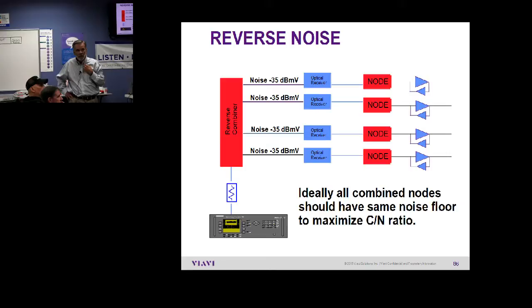So you can see the more nodes you combine at the input to that, the more noise you're going to have and the less reliable your sweep system is going to be. But that doesn't mean that you can't combine 8 or 16 nodes, because a lot of times that just works just fine.